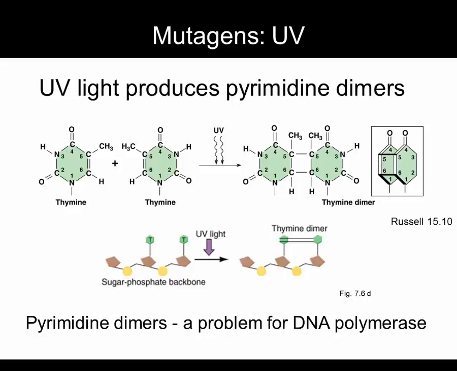UV radiation can cause the formation of pyrimidine dimers. The carbons at positions 5 and 6 of adjacent pyrimidines become covalently linked in a cyclobutane ring. This distorts the DNA, and the normal DNA polymerase cannot read past this point. The replication fork stalls. To allow replication to finish, a different, error-prone polymerase is brought in. But this can lead to mispairing errors at and near the site of the pyrimidine dimer.